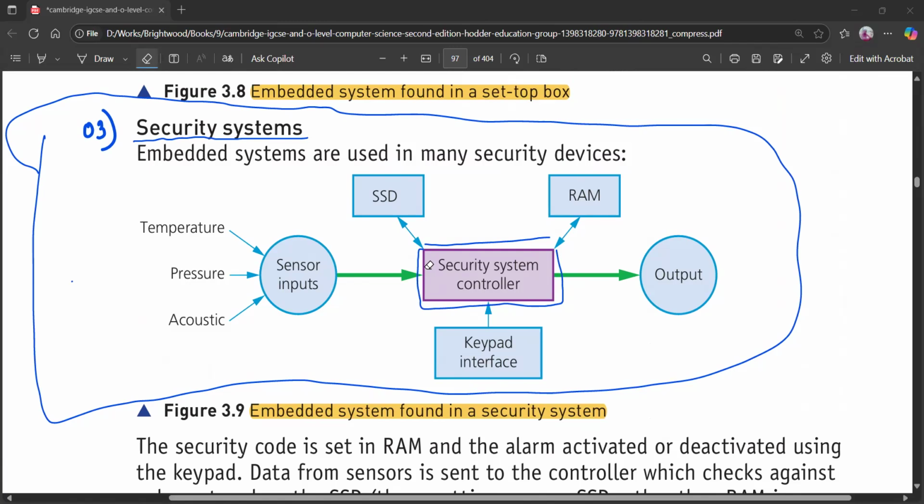Security systems use many security devices like sensor input, SSD, RAM, output, and mainly a keypad interface. These are the things that run on the security system. In a security system, these components should be running. Please draw it.